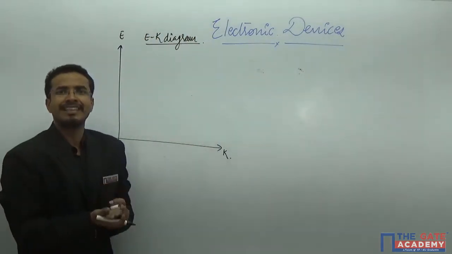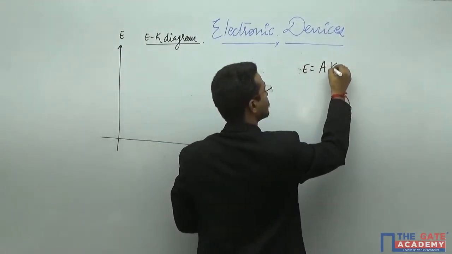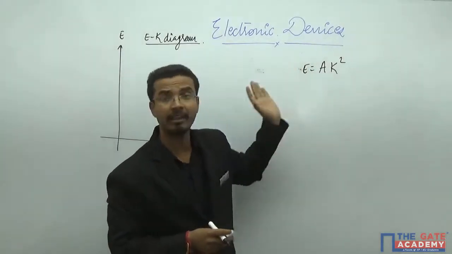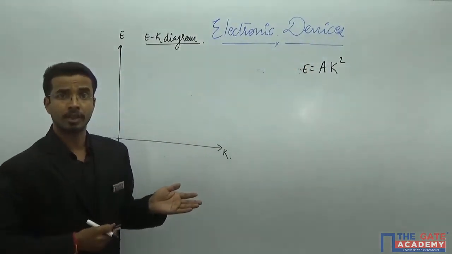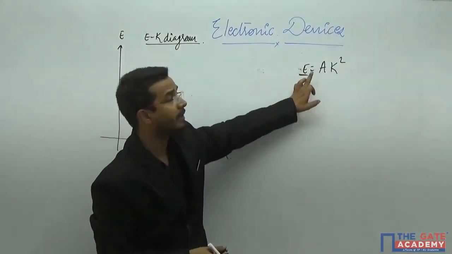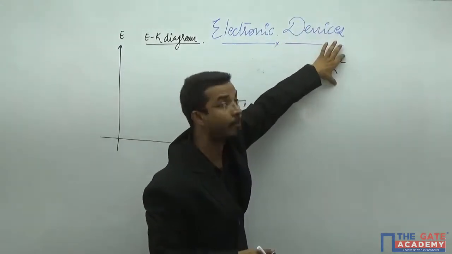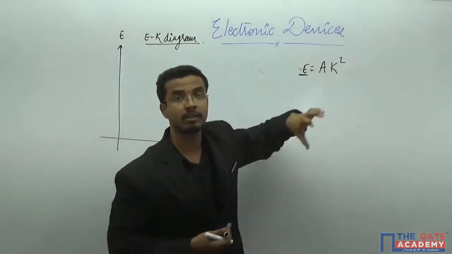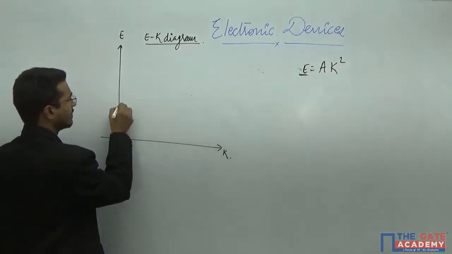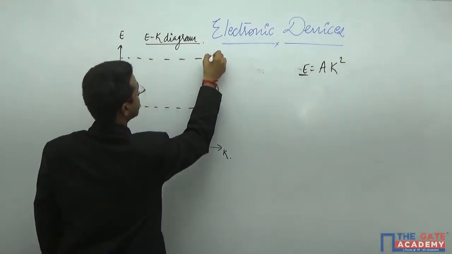Now as we have seen, E equals some constant A into K square. That means the momentum and energy have a parabolic relation. So this energy will be different for the hole, and this energy will be different for electrons also. And if the energy is different for the electron, definitely the momentum of the electron will be different, and the momentum of the hole also will be different. So I am saying that this is the level of EV and this is the level of EC.